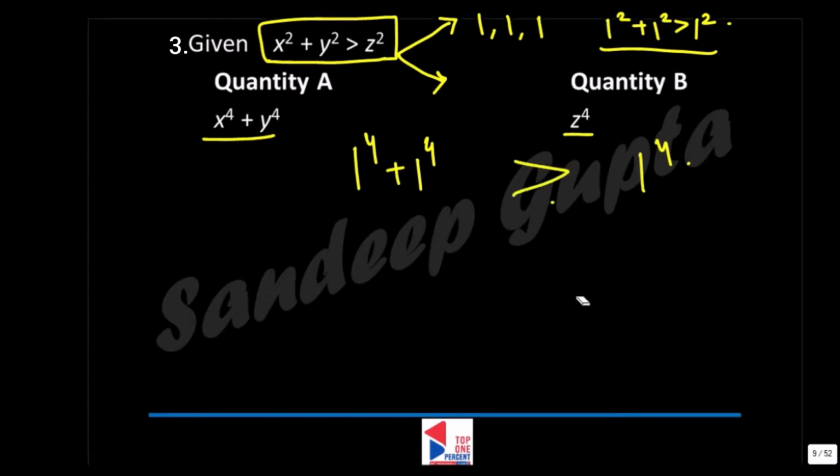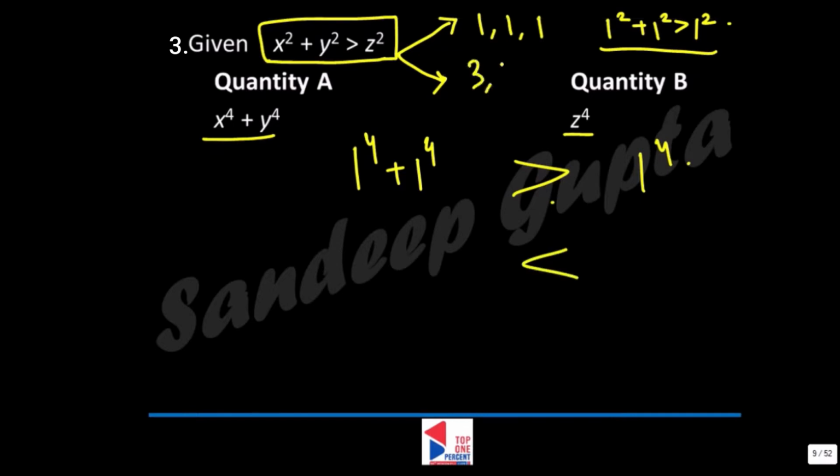Now, let's try to create another set of values that may create a less than sign here. So what could be those values? By hit and try, let's see. If I take values 3, 3 and 4, I must make sure 3 square plus 3 square is greater than 4 square. 9 plus 9 is greater than 16 because 18 is greater than 16. So this is a valid value set. This is also a valid value set.